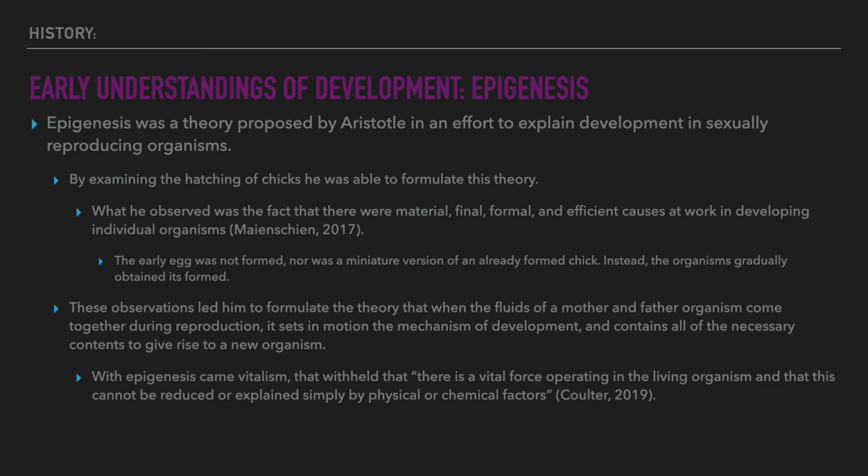It was a theory proposed by Aristotle in an effort to explain development in sexually reproducing organisms. By examining the hatching of chicks, he was able to formulate his theory. What he observed was the fact that there were material, final, formal, and efficient causes at work in developing individual organisms. The early egg was not formed, nor was a miniature version of an already formed chick. Instead, the organism gradually obtained its form.